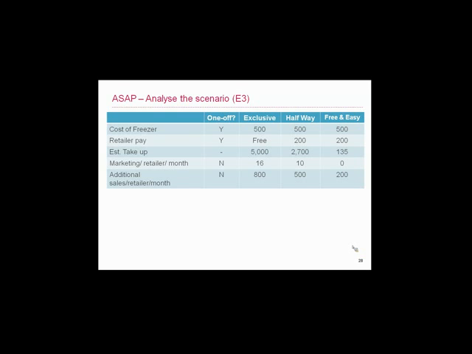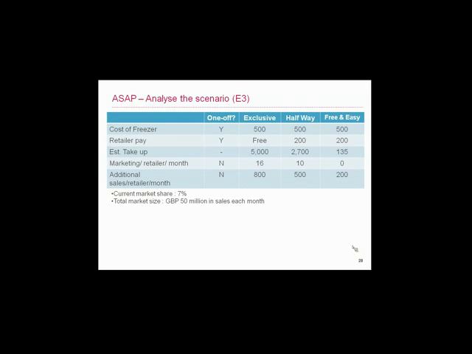I look at the cost of the freezer, to check if it's a one-off cost. I look at how much the retailer has to pay, the estimated take up, the marketing, the retailer per month, and additional sales. These are all coming from the bullet points here. As we said, what we're trying to do is to increase profit through market share. So you need to know what the market share is, which is 7%. This is not in one of the bullet points, it's hidden in the third paragraph there, quite sneakily. So that's why I say I would highlight or circle figures when I go through the scenario.